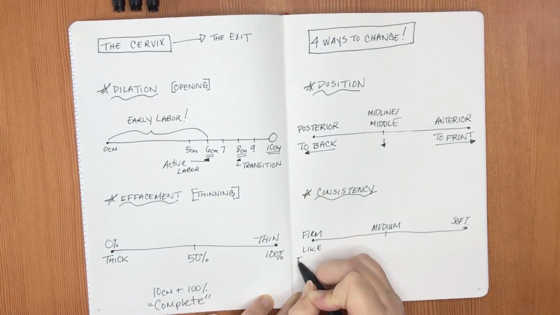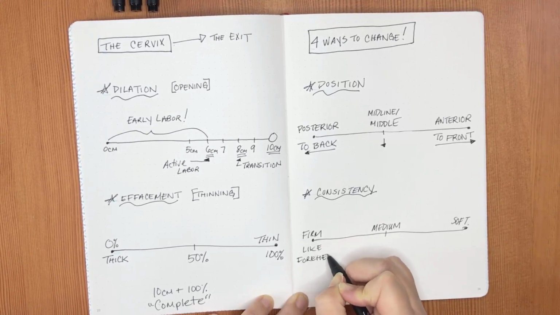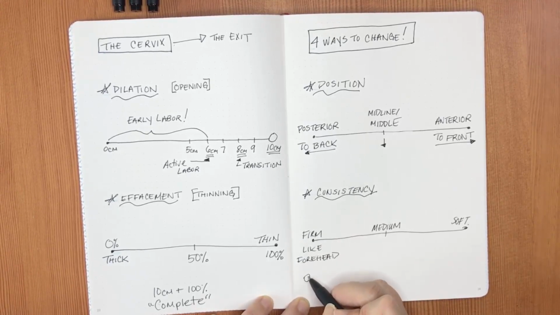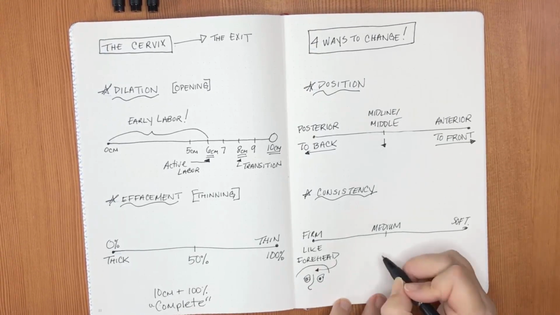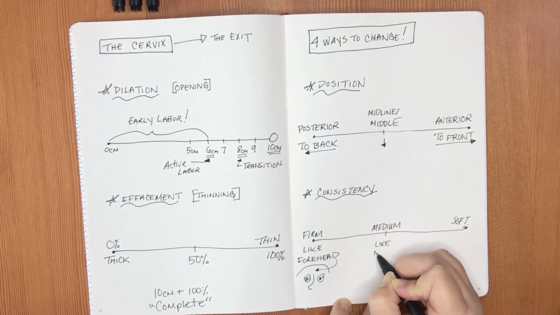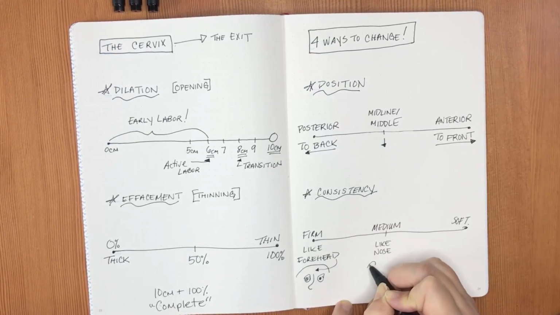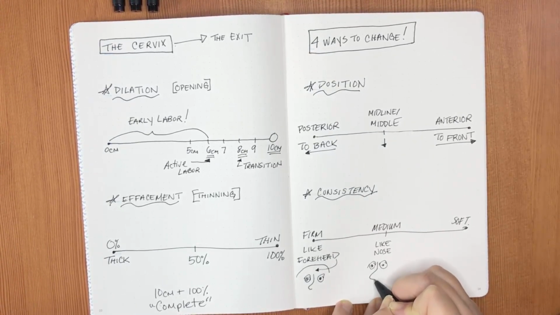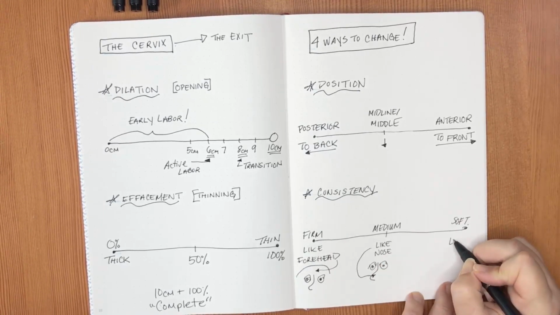Now, firm, we like to say, feels kind of like your forehead. So if you touch your forehead, it feels a bit like that. A medium cervix feels a little bit like the tip of your nose, so a little bit more give. And a soft cervix feels more like your lips.